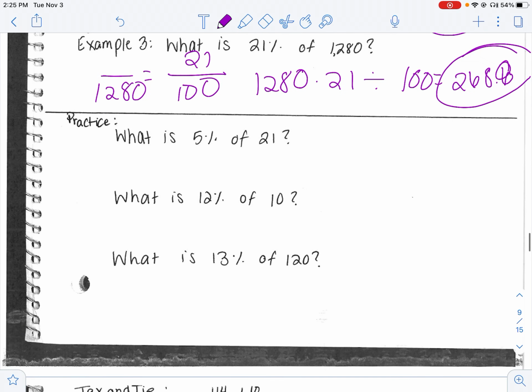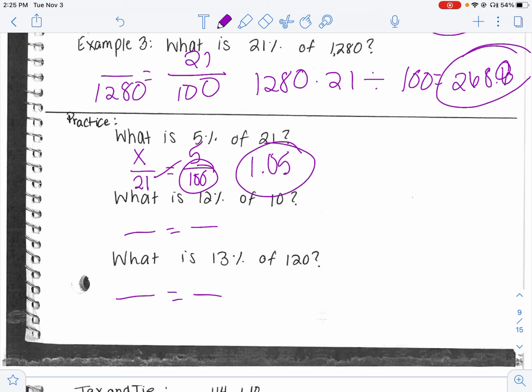So now for your practice, you're going to set up using the same thing. So first, set up all of your fraction bars. Okay, we want to know what is 5% of 21. So we put 100, 5, 21, x. So multiply across and then divide by 100. So 21 times 5 divided by 100 is 1.05.